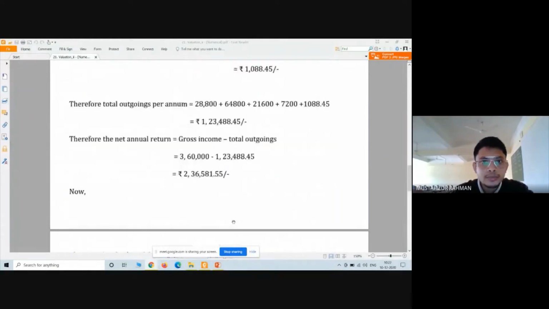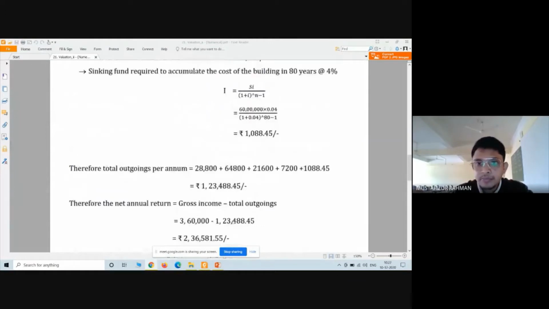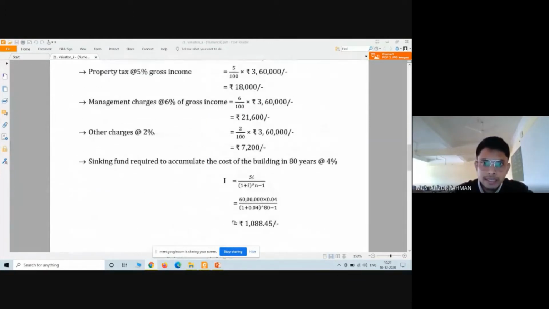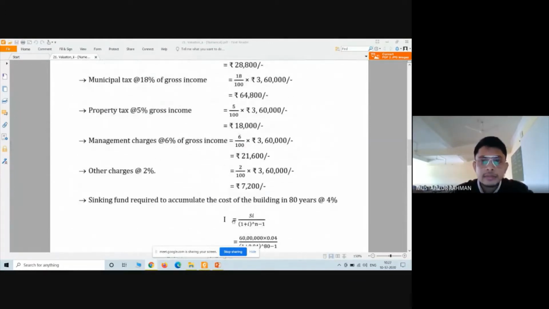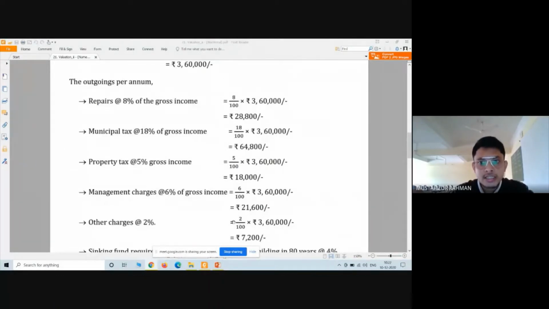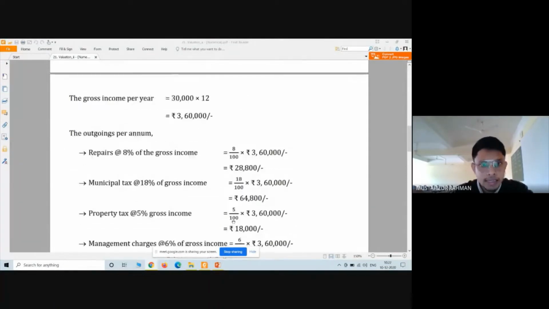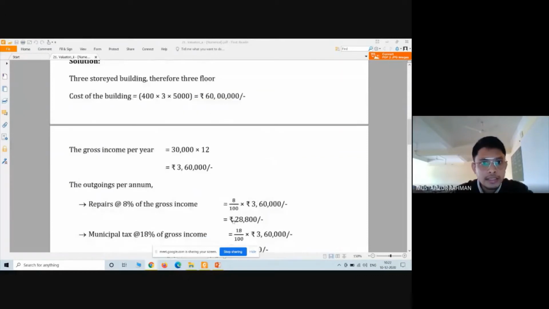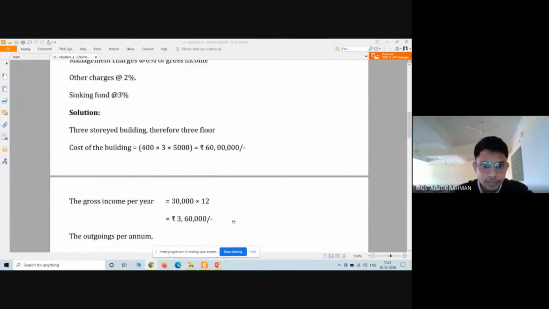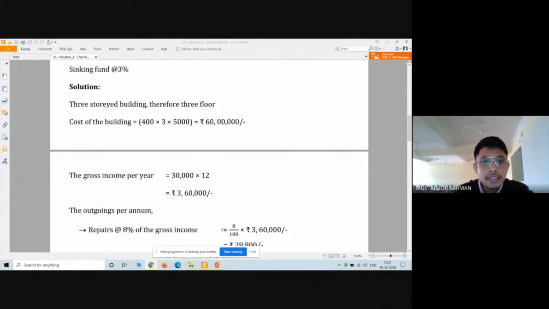So let's go through the problem. The concept is the same. We have to find out the capitalized value. It is given by years purchase multiplied by the net income. Now in this problem, the net income is not clearly given to us, but all these other data are given. From those data, we shall have to find out the net income. So first thing, gross income. The gross rent per month is given.